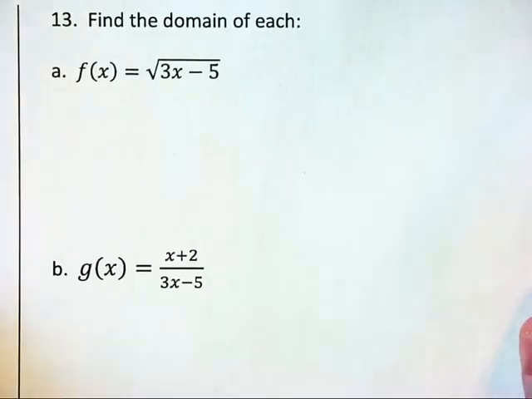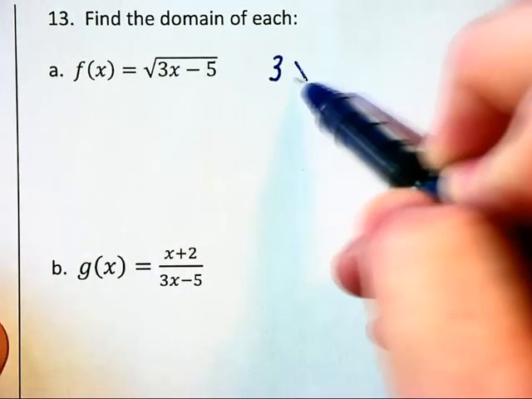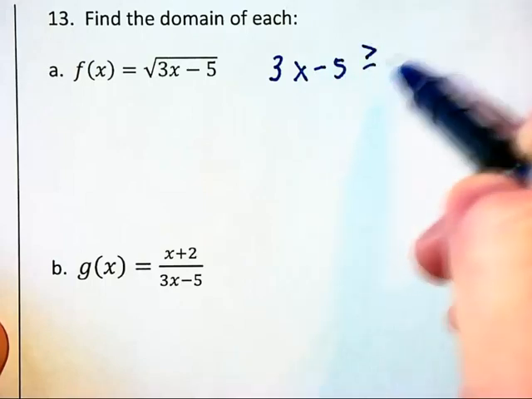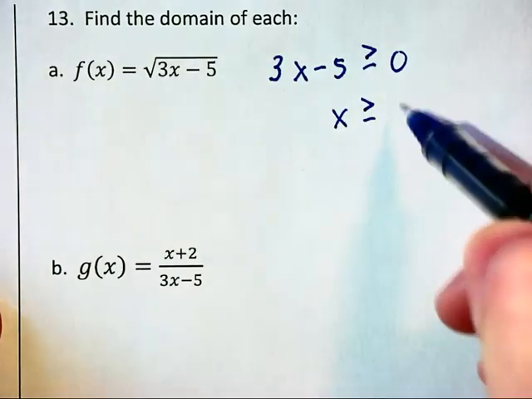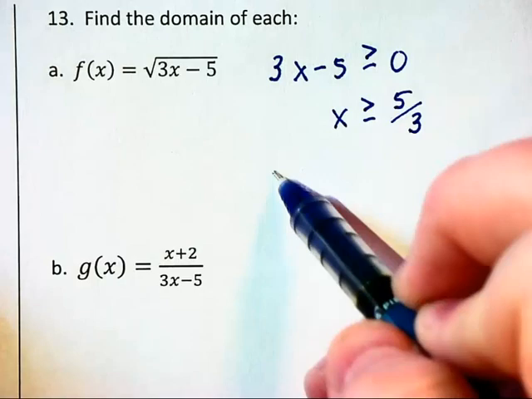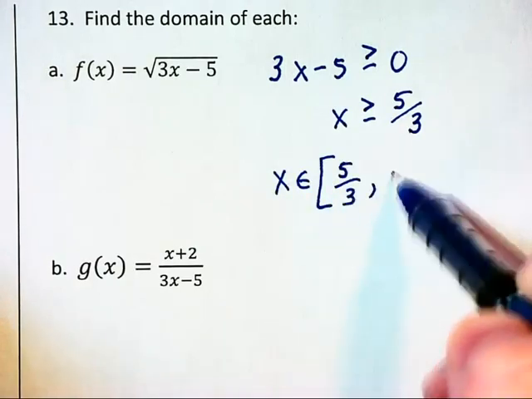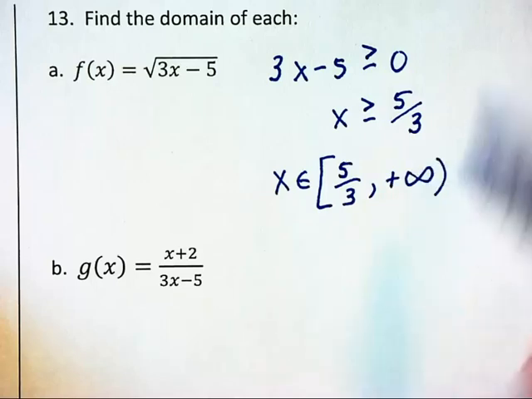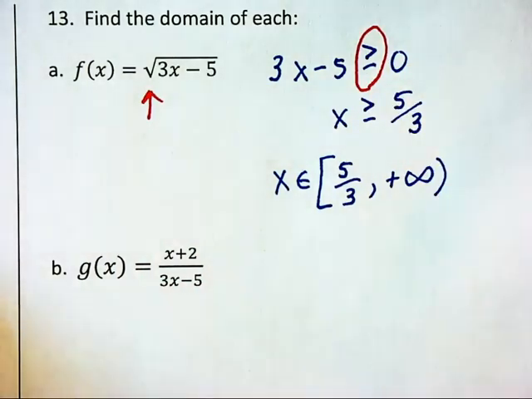The idea of domain has been a key one in this class. When we have a square root, you want to make sure that that 3x minus 5 is greater than or equal to 0. So adding 5 and dividing by 3 tells you that x must be greater than or equal to 5/3. In interval notation, that would be starting at and including the 5/3 and continuing on up to positive infinity.